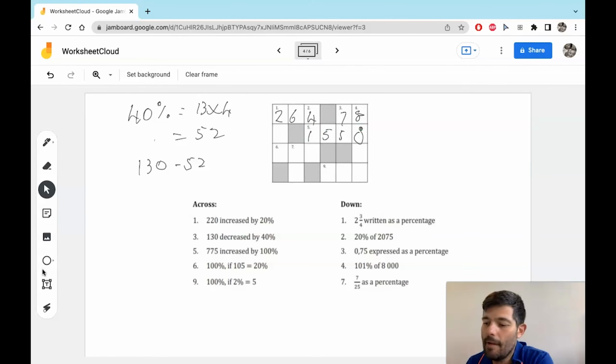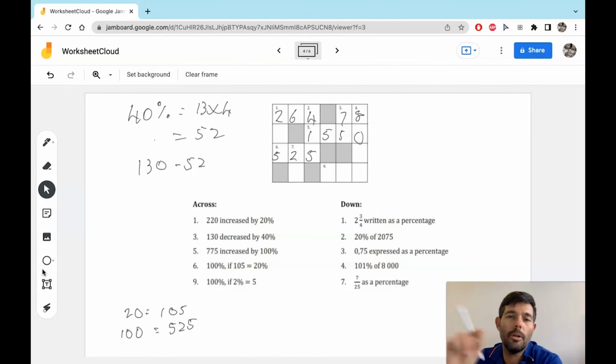If 105 is 20%, so if 20% equals 105, to get 100%, I must multiply by 5, and that's going to give me 525. Okay, so 6 across, 525. Then number 9, if 2% is 5, so to get from 2% to 100%, I'm going to multiply by 50. I must do the same to the 5, multiply by 50, and 5 times 50 is 250.